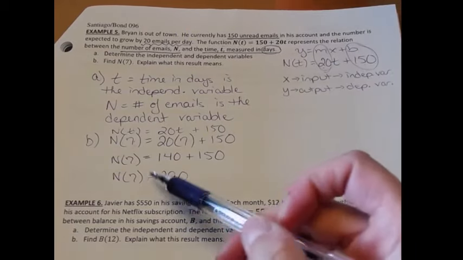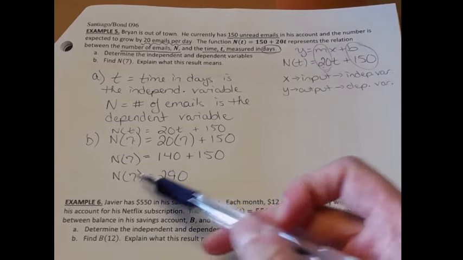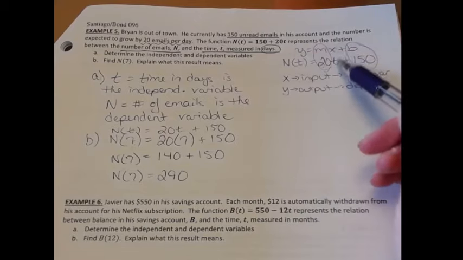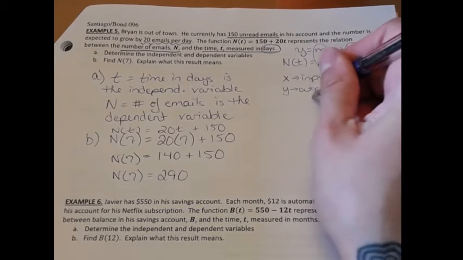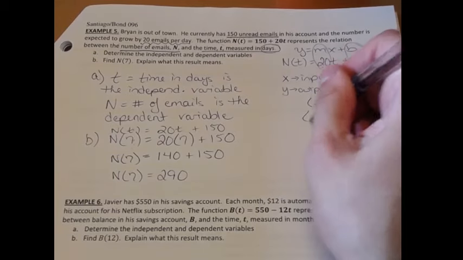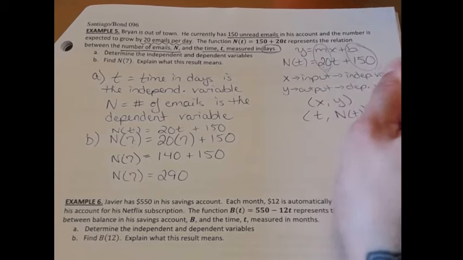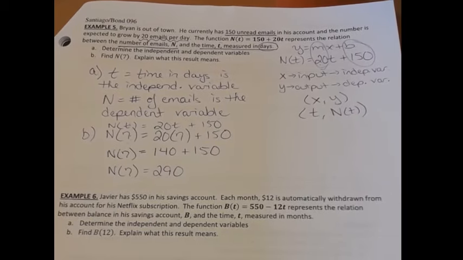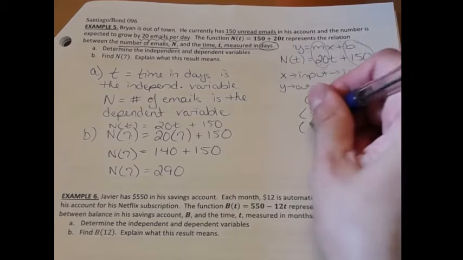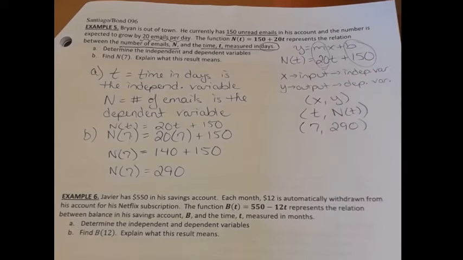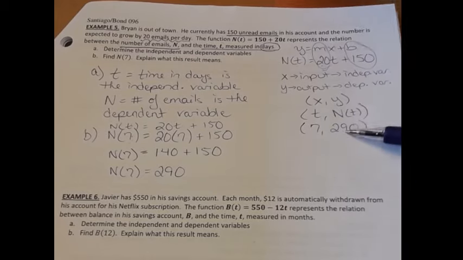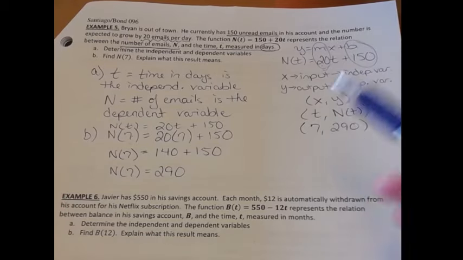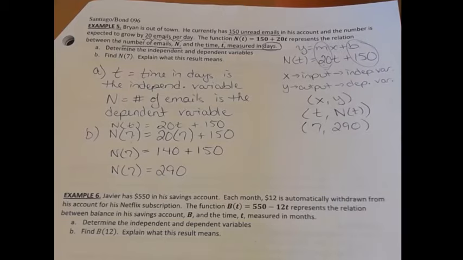What I want you to recall is that this represents an ordered pair. Our ordered pair in this case, because x is t and y is n, consider the following. Let's write our ordered pair. We know that x is t and y is n of t. That's the interpretation. That's the relationship between x and t and y and n of t. So these line up. Now, when t was 7, we found that n of t is 290. We know that t represents the time in days, and we know that n of t represents the number of emails. Okay, so let's write out the statement that pertains to this ordered pair.